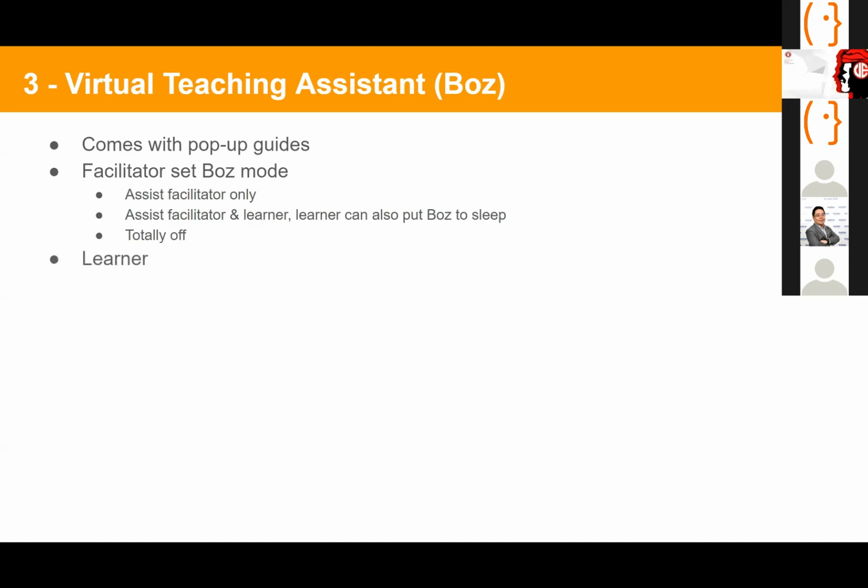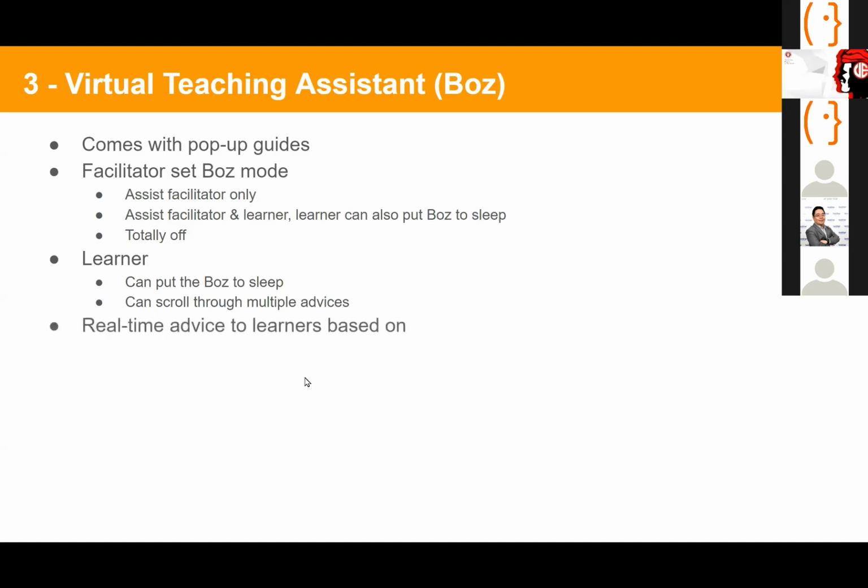Now, what can the learner do? The learner can put the boss to sleep, as I mentioned earlier, and can also scroll through multiple advices. Sometimes the advice comes in a lot. Let's say your company is running into trouble. Let's say you have a problem with cash, a problem with facility, a problem with delivery. Then you get multiple alerts, so to speak. Then you can scroll through them one by one, right? So the learner can really go through a way to solve their problem.